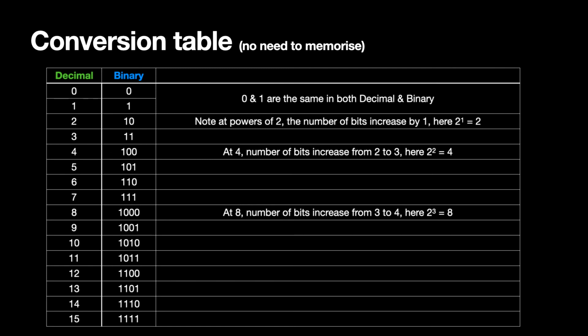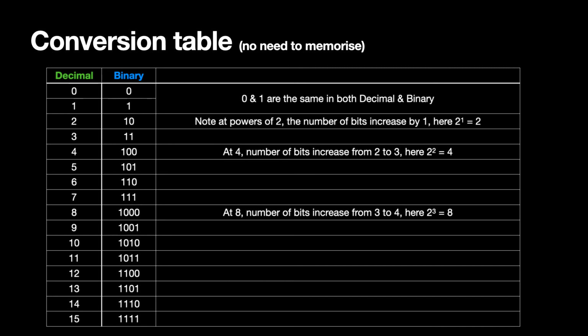Now, let us try to understand this conversion table a little bit. Notice that 0 and 1 are the same in both decimal and binary. In binary, after the number 1, since we do not have any higher digit, we start using 2 bits to represent the next higher number. So 2 in decimal becomes 10 in binary. Notice that at powers of 2, the number of bits increase by 1. Here, 2 to the power 1 is equal to 2.